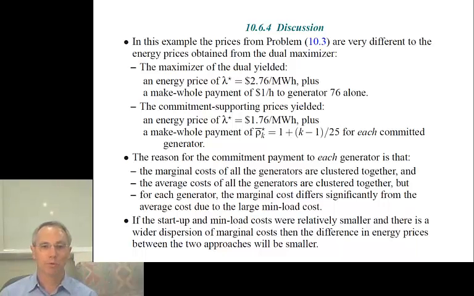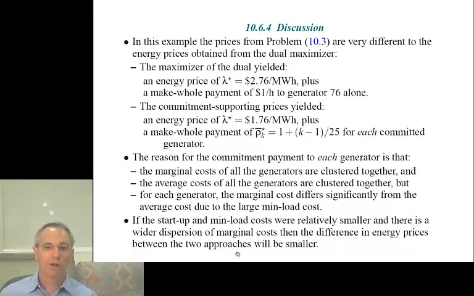On the other hand, the commitment supporting prices yielded an energy price of lambda star equal to $1.76 per megawatt hour, plus a make-whole payment of rho k star equals 1 plus k minus 1 on 25 for each committed generator. The reason for the commitment payment to each generator is that the marginal costs of all the generators are clustered together, and the average costs of all the generators are clustered together. But for each generator, the marginal cost differs significantly from the average cost. So when we have lambda star matching the marginal cost of the marginal generator, we need to pay multiple generators a chunk of extra money to cover their min load cost.